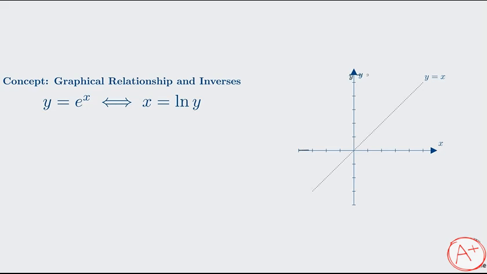Notice how the features of the exponential function swap to become features of the logarithmic function. The y-intercept of the exponential function, (0, 1), reflects to become the x-intercept of the log function, (1, 0). The horizontal asymptote y equals 0 reflects to become the vertical asymptote x equals 0.